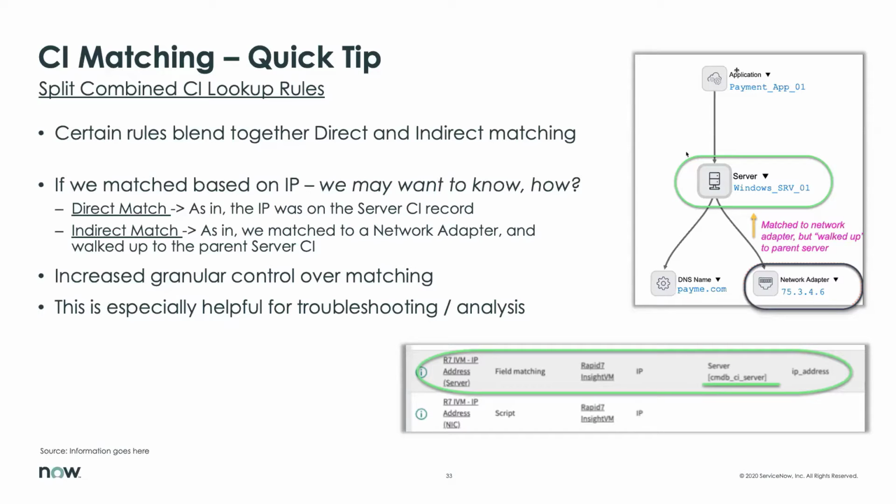If you split these rules apart, you also get some increased control, because you can say, our preference is actually to go to the network adapter first, and you may do some surgery on this script to put some special conditions in there. And only if you don't find that, then go search on the CIs. So we often find splitting these apart offers better control, and it's also super helpful when you have to come back and say, oh, you matched on IP, well, what flavor?